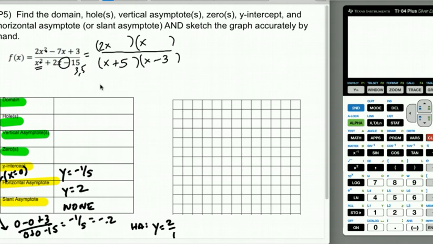That's how I'll get that positive 2x. And you can check that when you FOIL. You get an x squared. Outer is a minus 3x, and inner is a plus 5x. And my last is a negative 15. So that checks out.